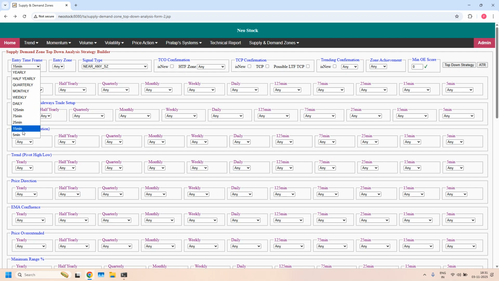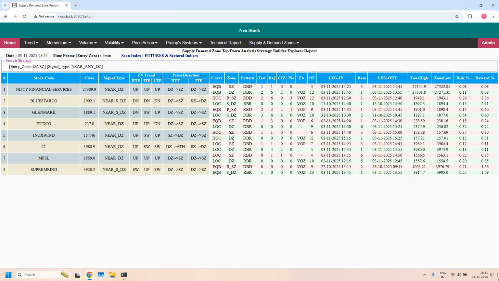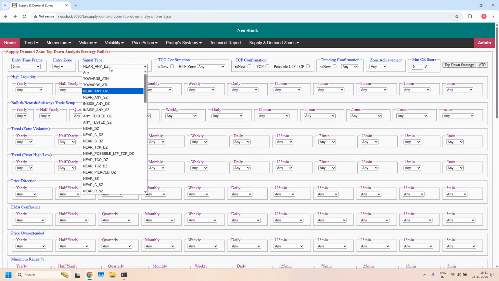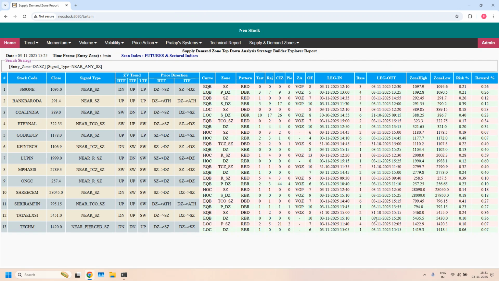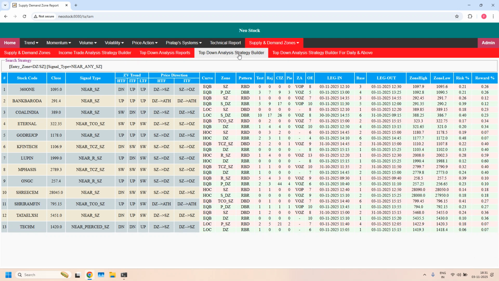Next time frame is 5 minutes. Stocks near 5 minutes demand zone, we got 8 stocks. Next, stocks near to the 5 minute supply zone, we got 13 stocks. So this is stocks near demand and supply zones for different time frames.